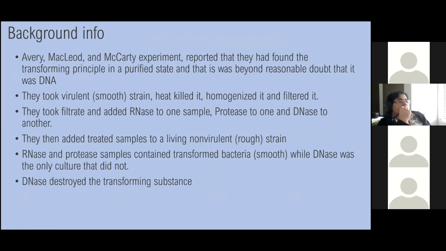So some background information. Avery, MacLeod, and McCarty reported that they found the transforming principle to be DNA beyond reasonable doubt. They took virulent smooth strain, they heat killed it, homogenized it, and filtered it. They took the filtrate and added RNAs to one sample, proteins to one, and DNAs to the third. They then added the treated samples to a living, non-virulent, rough strain. The RNAs and protein samples contained the transformed bacteria, the smooth, while the DNAs was the only culture that didn't. So this showed that DNAs destroyed the transforming substance.